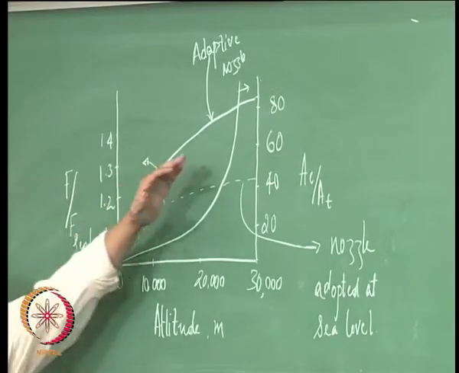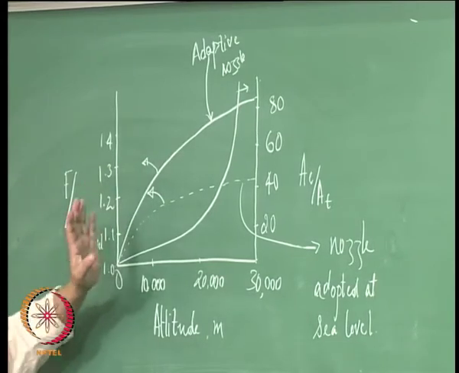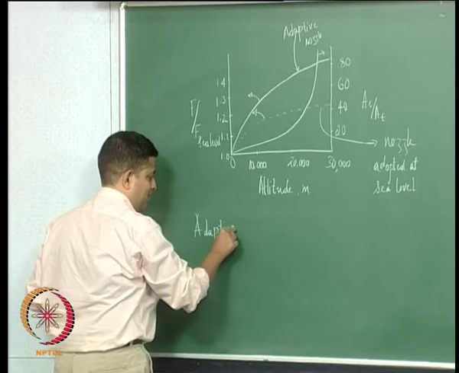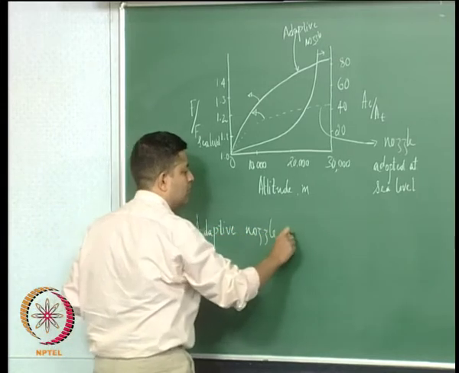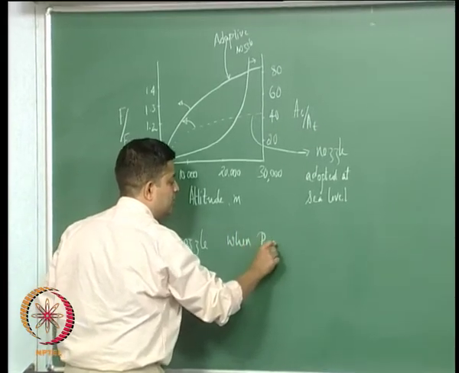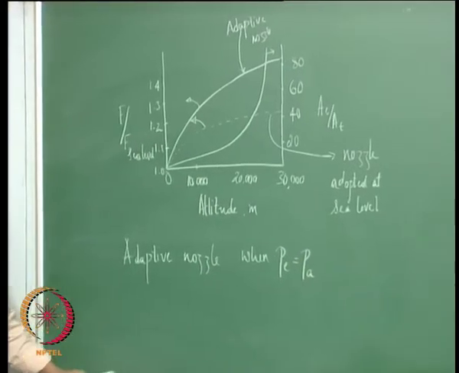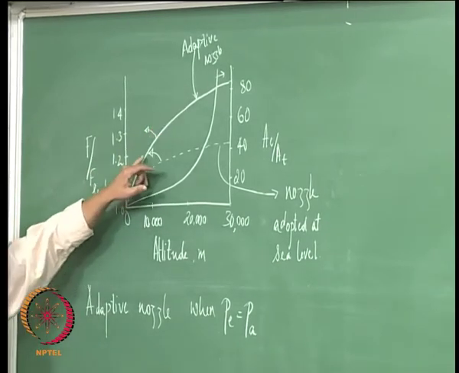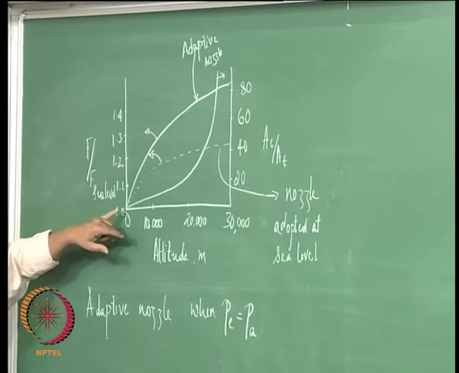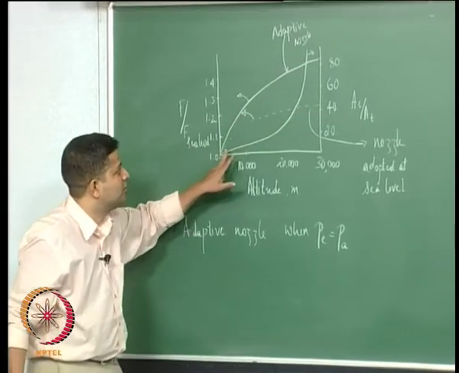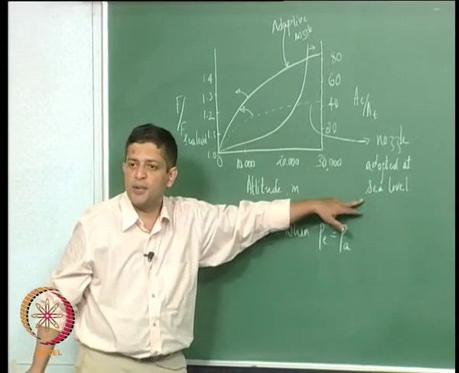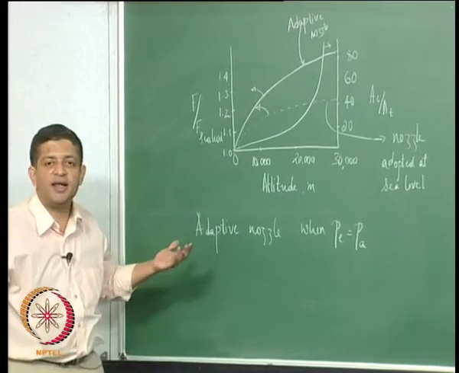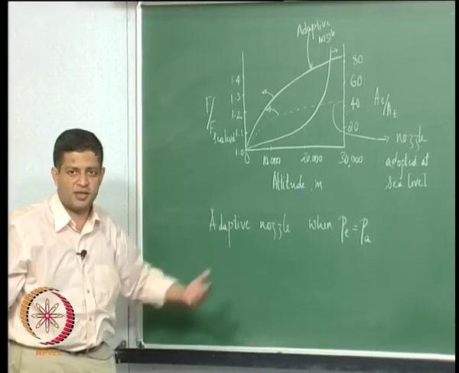If we have a nozzle that is adapted at each and every altitude, what do we mean by an adapted nozzle? When PE is equal to PA, or when the flow is optimally expanded through the nozzle, then we call it an adaptive nozzle. If it is adapted to every altitude, then this is the thrust by sea level thrust. You can see that the thrust delivered by this is far superior to the thrust delivered by a nozzle that is adapted at sea level, because this one accounts for the increase in area ratio that is needed because the ambient pressure is dropping.